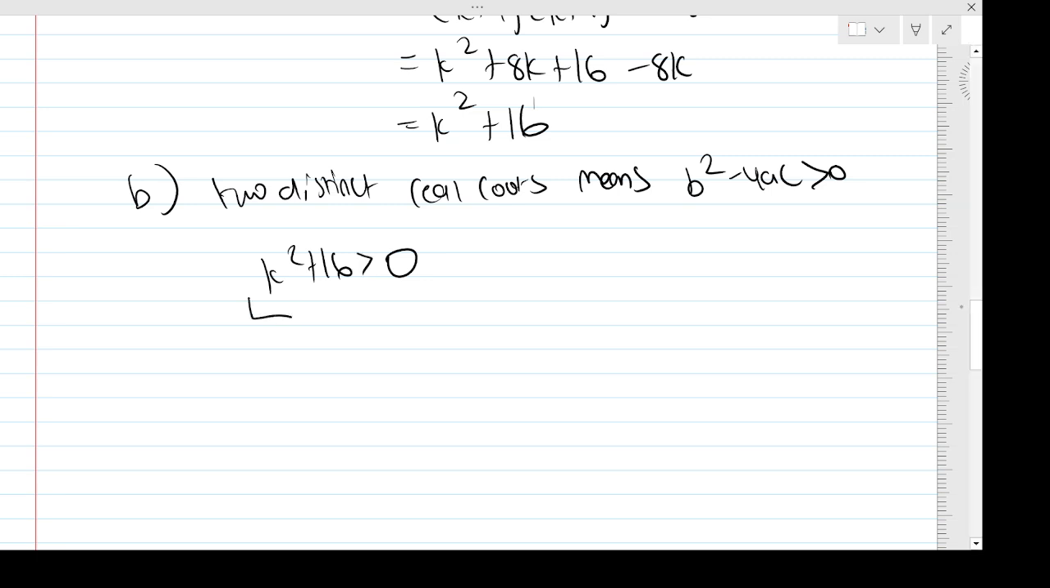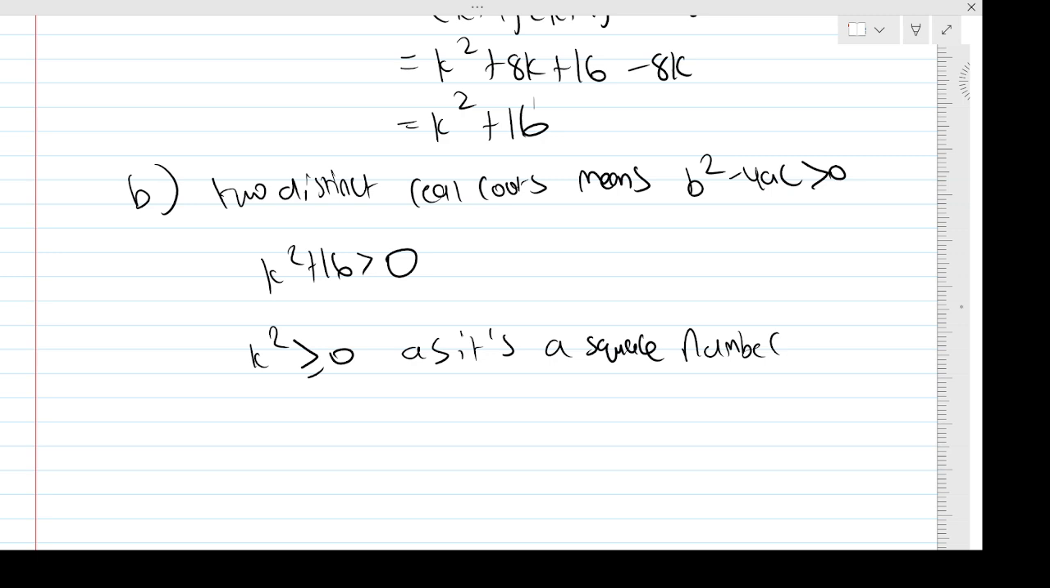Well, hopefully you realise we have a square number, right? K squared is always at least 0, as it's a square number. Think back to completing the square, we're used to it quite a lot, where the fact we have a square number means that it has to be positive or at least 0, right?